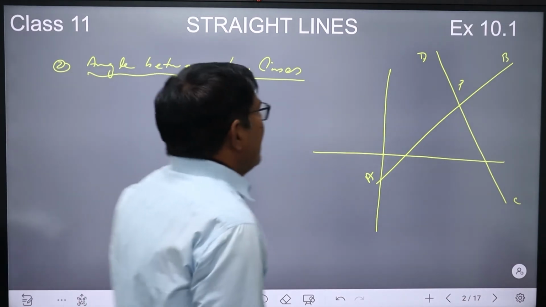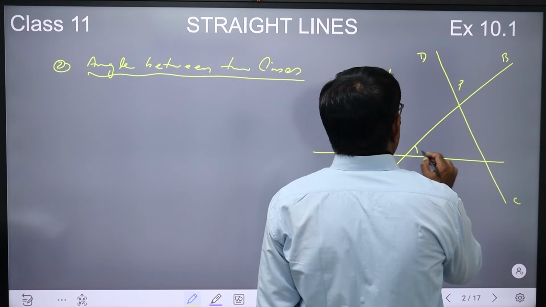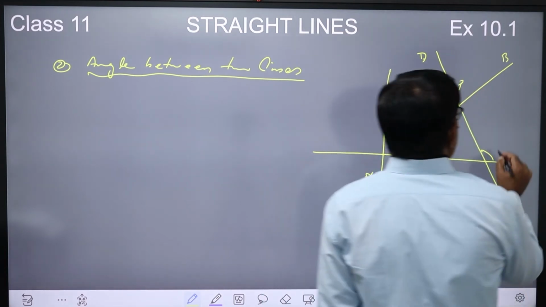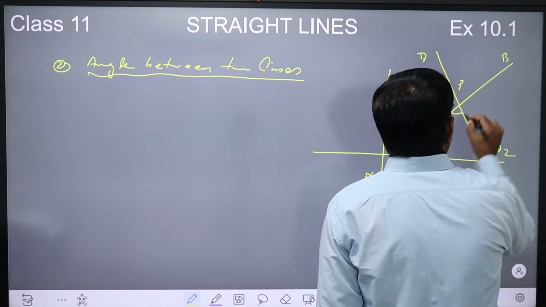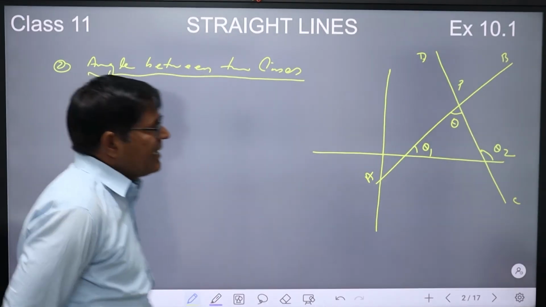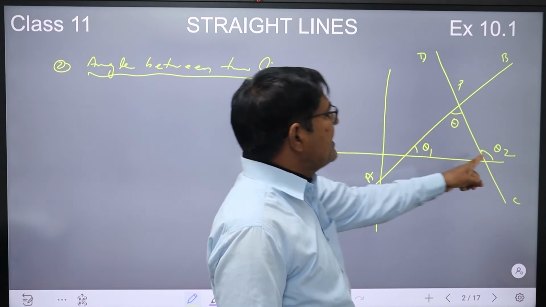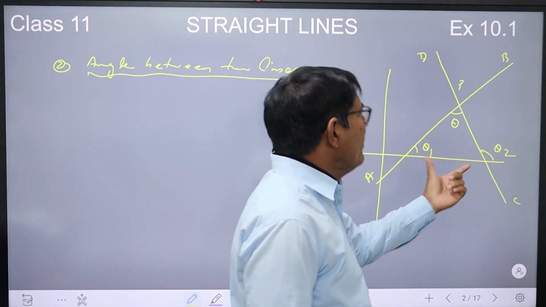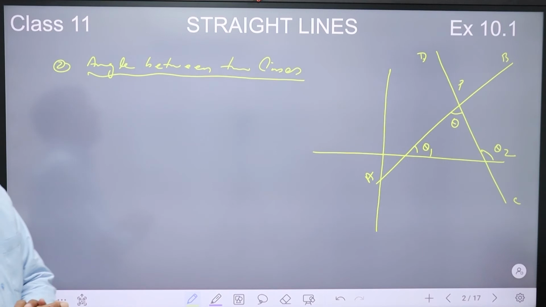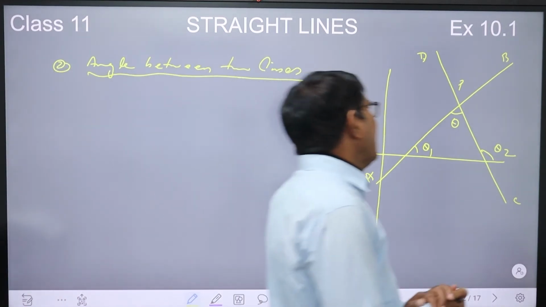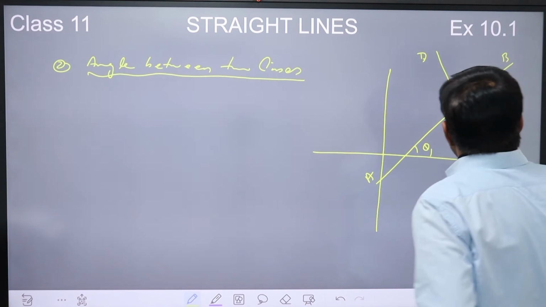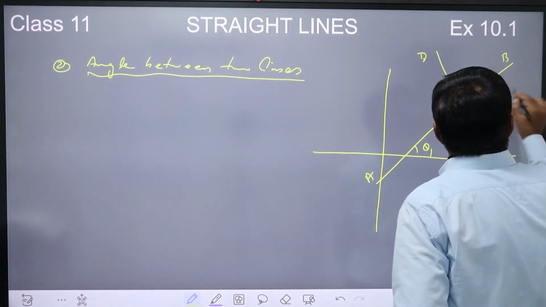So first of all, look, the first line is AB. Let us suppose the inclination of this line with x-axis is theta 1 and the inclination of line CD with the x-axis is theta 2, and the angle between these two lines is theta. Once again, one line is given, AB, which is inclined at an angle theta 1. The second line is CD, which is inclined with the x-axis at the angle theta 2, and on producing, if these two lines intersect each other at the point P, then the angle between these two lines will be angle APC or angle BPC. If this is theta, then this will be equal to 180 minus theta.